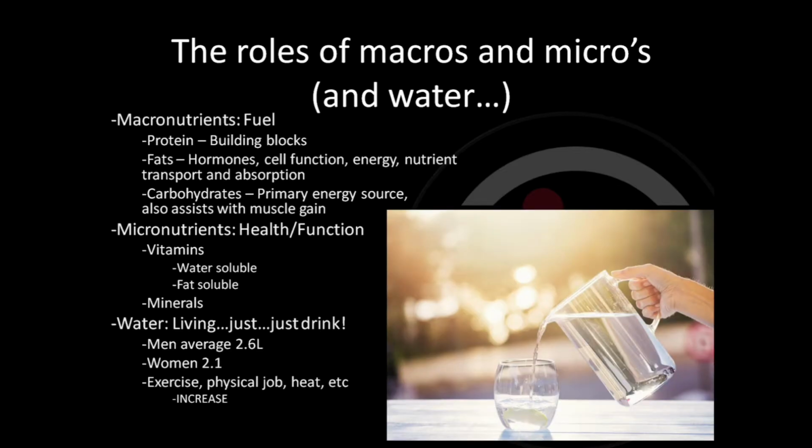And then we've got water, and I don't really need to go into water. You all know you need water to live. Here are some basic recommendations. 2.6 litres for men. Forgot to put the L here, but obviously 2.1 litres for women. If you exercise regularly, you have a physical job, it's hot, all those things increase your demand for water. Pretty simple, okay? You can review this slide whenever you want.